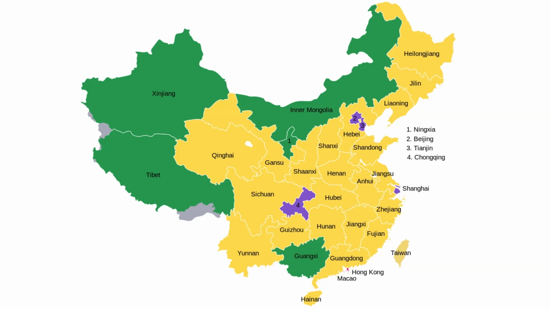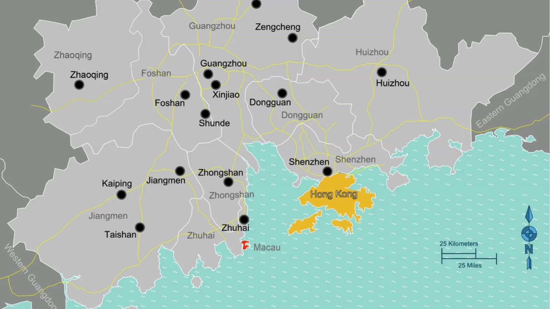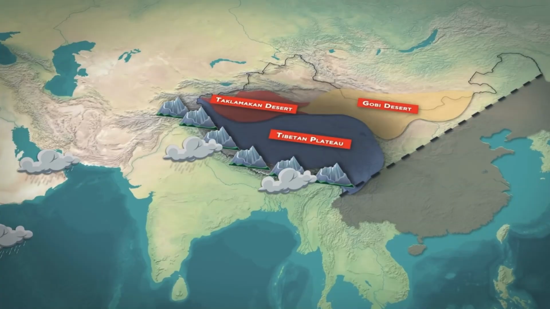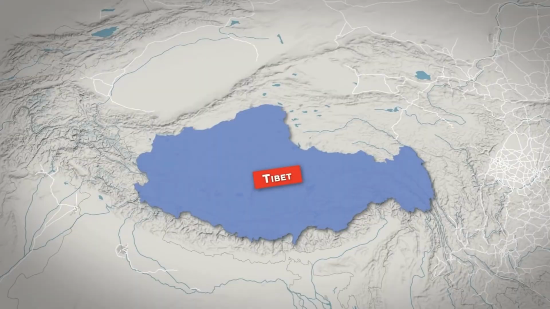China is divided into 23 provinces, 5 autonomous regions, 4 directly controlled municipalities such as Beijing, Shanghai, Tianjin, and Chongqing, and 2 special administrative regions such as Hong Kong and Macau. Areas with significant ethnic minority populations such as Tibet and Uyghur territory.